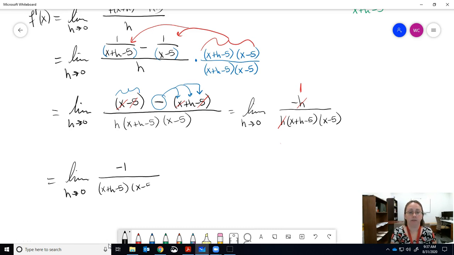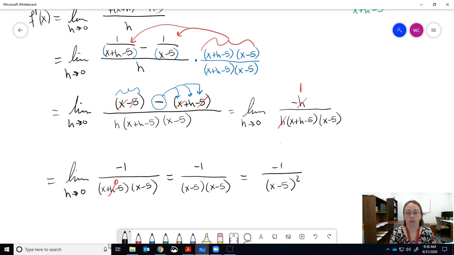times x minus 5. Now at this point, I'm not going to get a 0 on top because that's a constant. So on top, we know what the limit is there. Let's try and take the limit of the bottom. So if h goes to 0, this guy right here zeroes out. So we end up with an x minus 5 times an x minus 5. Well, that we can put together and write as x minus 5 squared.